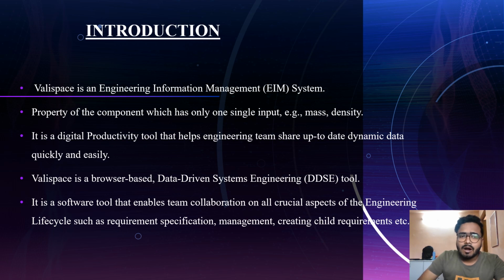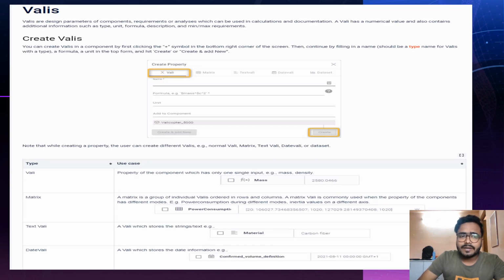Next slide is how to create values and what is values. Values is a numerical value and also contains additional information such as type, unit, formula, description, and minimum maximum requirement. Values are design parameters of a component, requirement or analysis which can be used in calculation and documentation. So how to create values? I show the screenshot so you can see it.